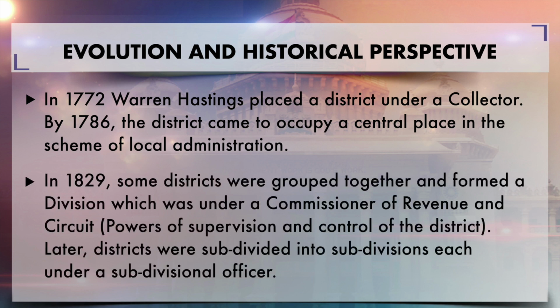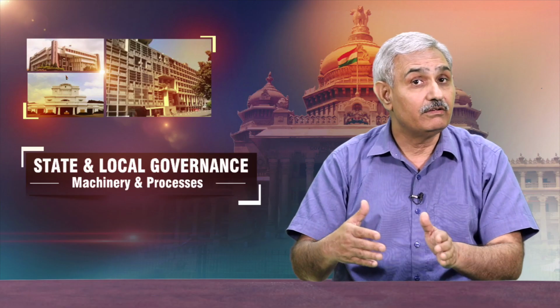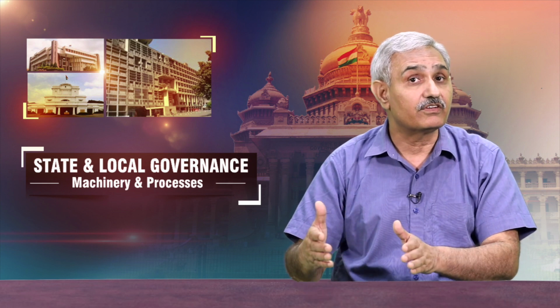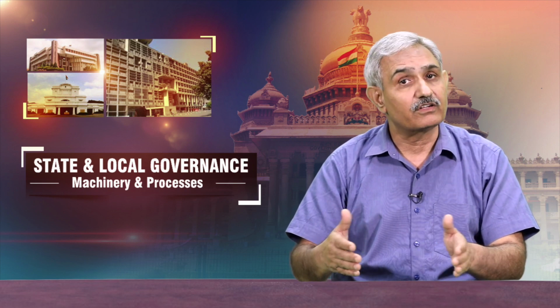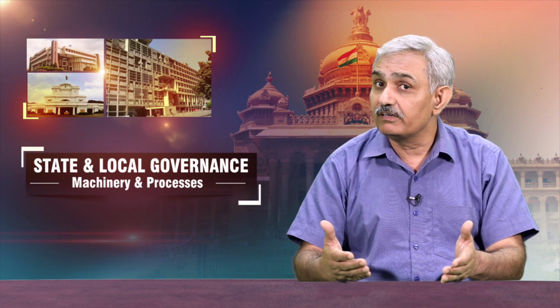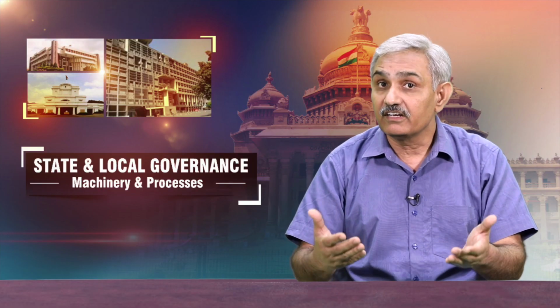In the year 1829, some districts were grouped together and formed a division, which was under a commissioner of revenue and circuit, with powers of supervision and control of the district. Later, districts were subdivided into subdivisions, each under a subdivisional officer. These invariably changing facets of the district administration also brought significant changes in the role and function of a district collector. The office of the incumbent is nearly 150 years old, donning the role of ruler and guardian.